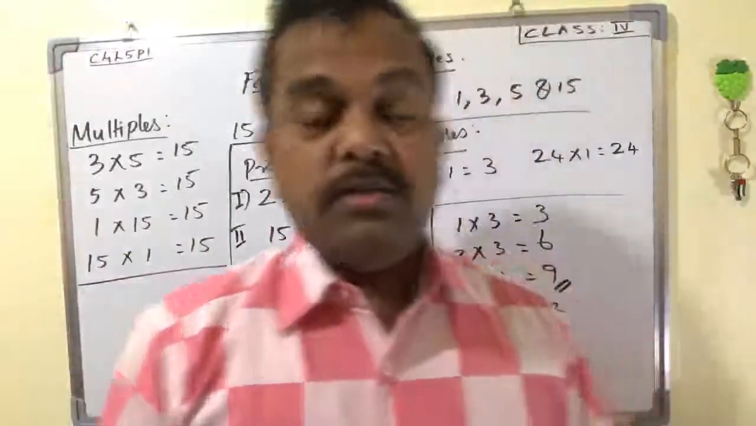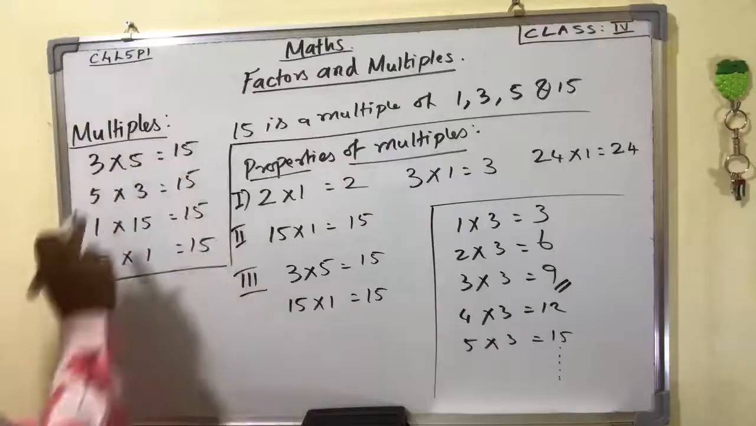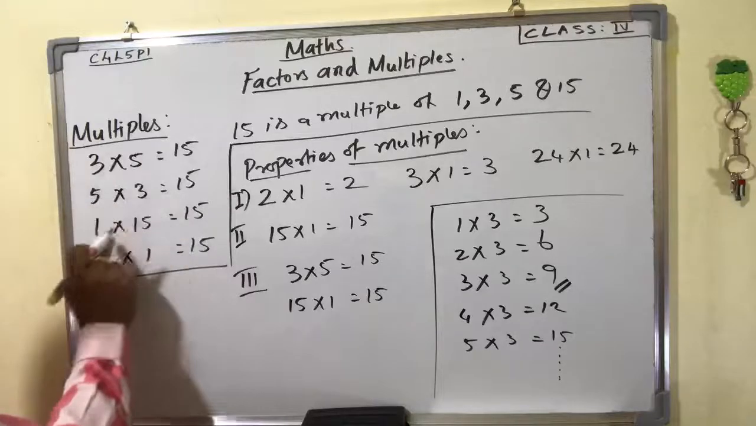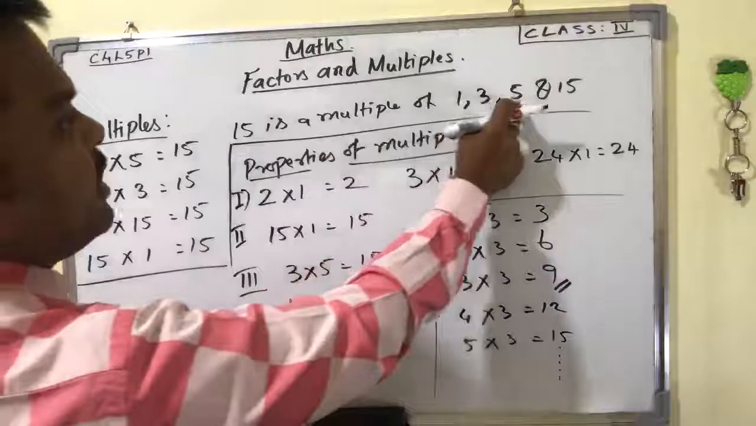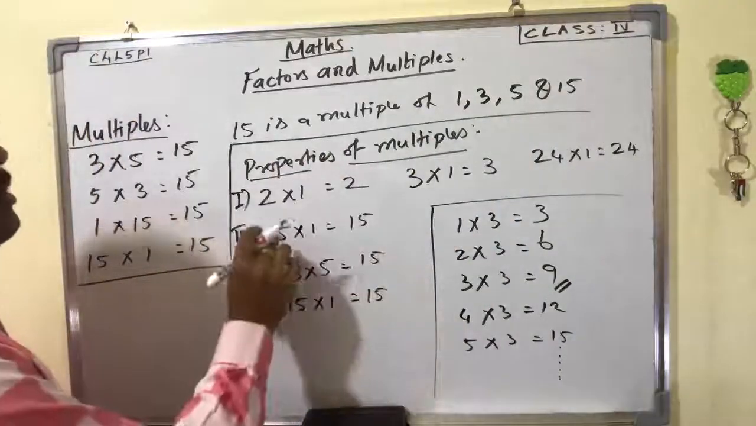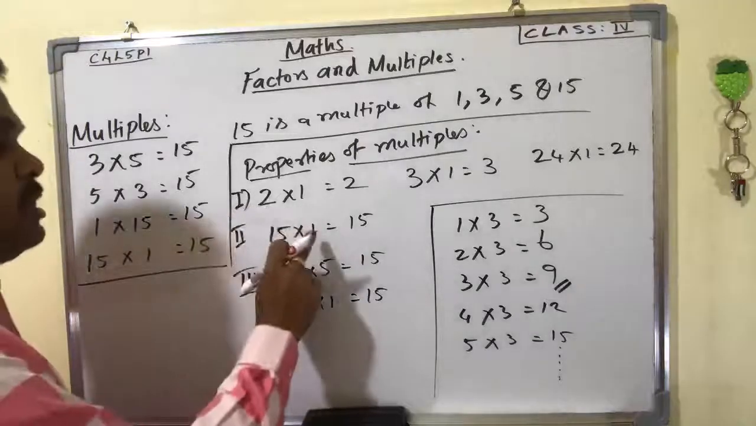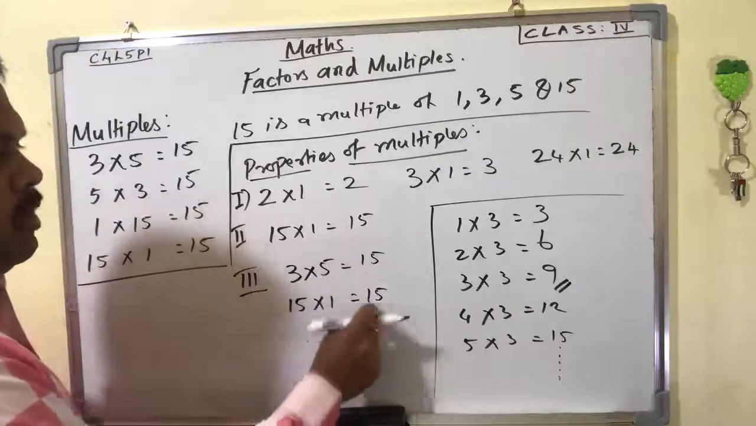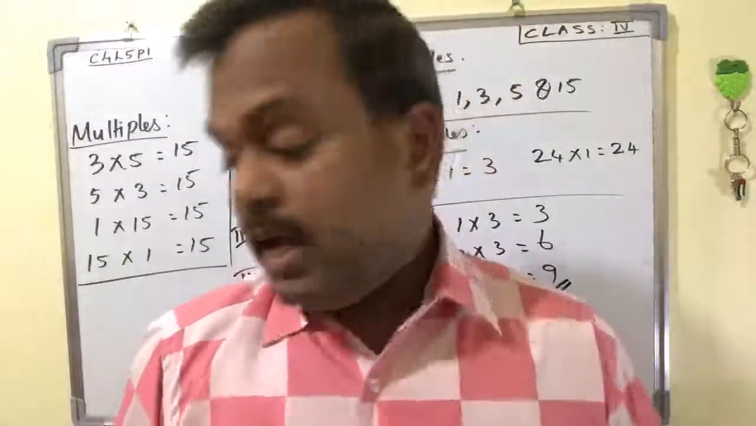Look here, factors and multiples. First, multiples. To get the answer 15, we multiplied two numbers: 3 5s are 15, 5 3s are 15, 1 15 is 15, 15 into 1 is 15. So 15 is a multiple of 3, 5, 1 and 15. Some properties I also explained. Every number is a multiple of itself and 1 is a multiple of all numbers. Multiples will be greater than or equal, and there is no limit of multiples. Next, odd and even numbers.